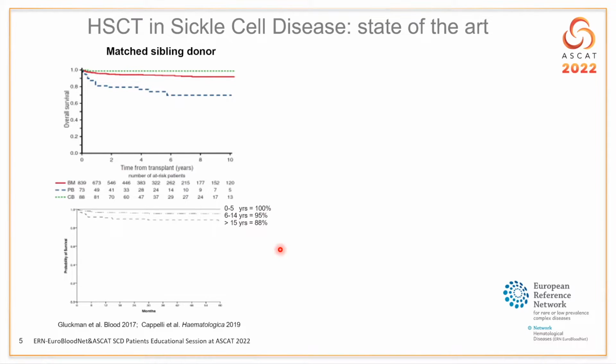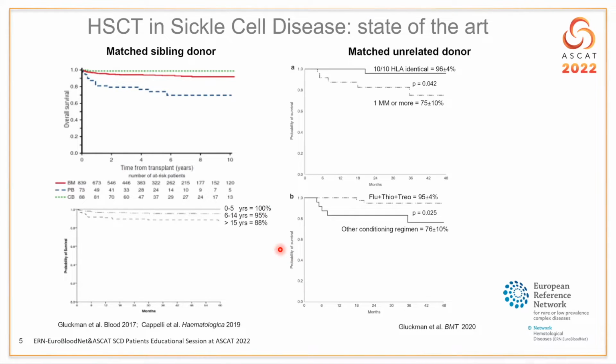This is the state of the art for matched unrelated donors, so for transplants performed from a donor outside the family. And again, in this case, the most important factor for a good result is the degree, the level of compatibility between donor and recipient.